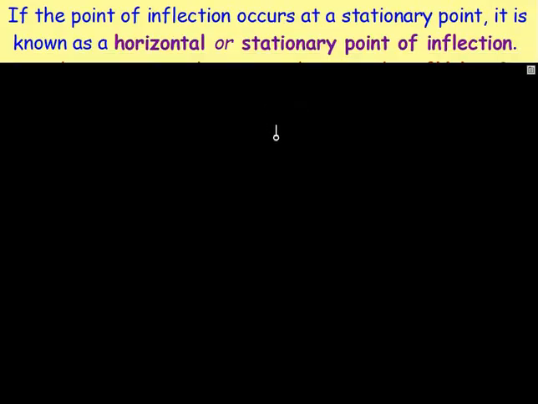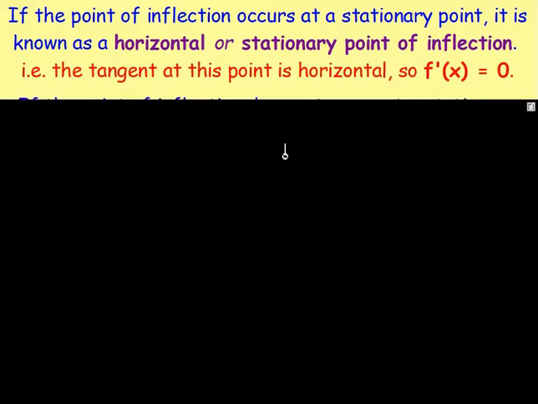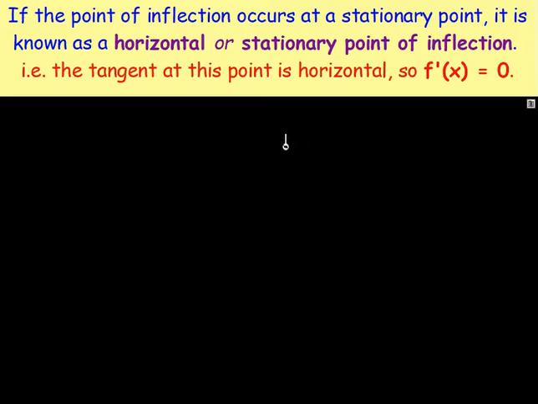Really then, if a point of inflection occurs at a stationary point, then it is known as a horizontal or stationary point of inflection. And really, these were the ones that we looked at last year. The tangent at the point really is horizontal. The first derivative was equal to 0. And as I said, if I just draw a tiny wee diagram here, you can see there the gradient is 0. That there is your point of inflection. The gradient is changing from decreasing to increasing.